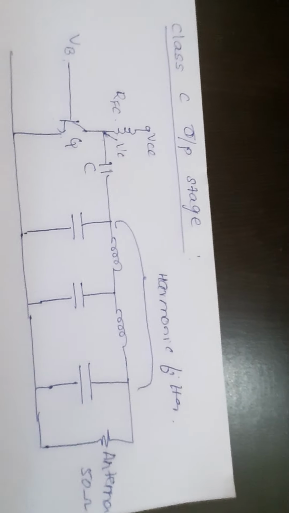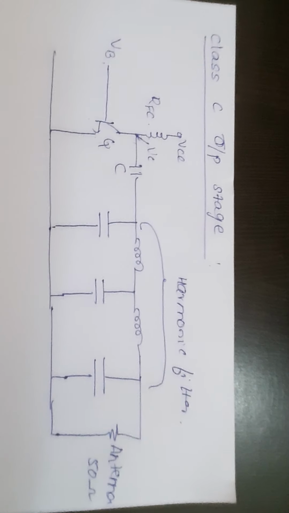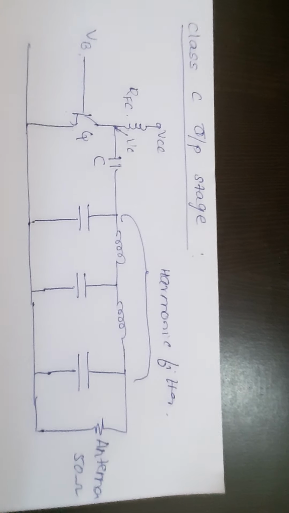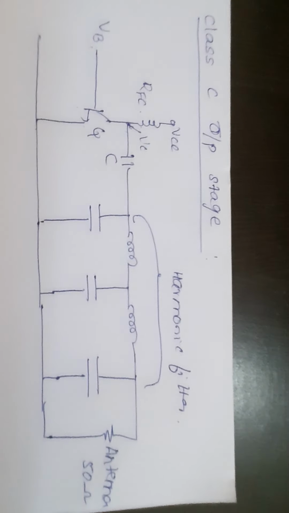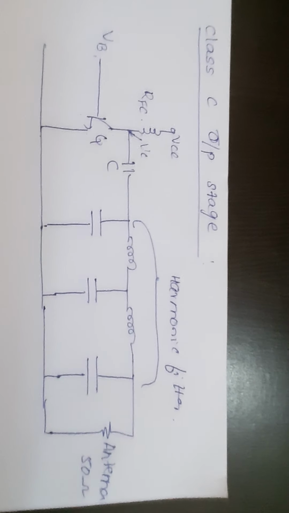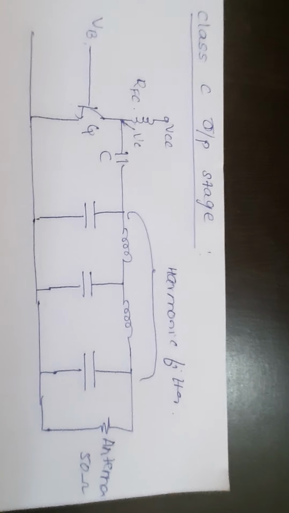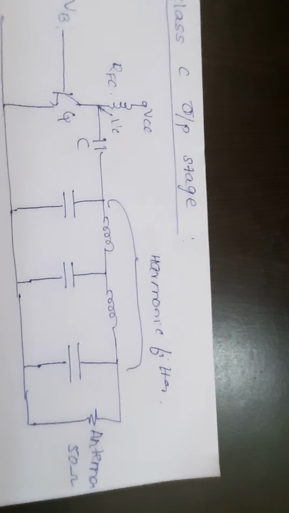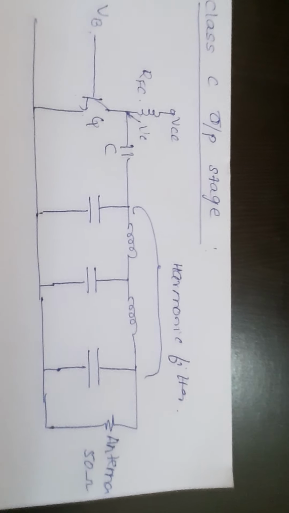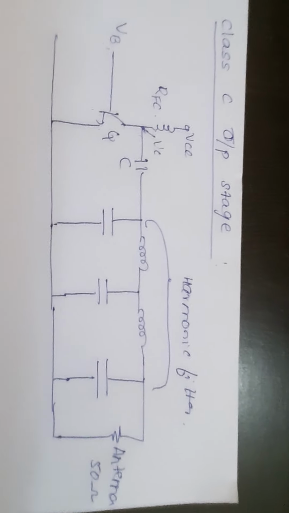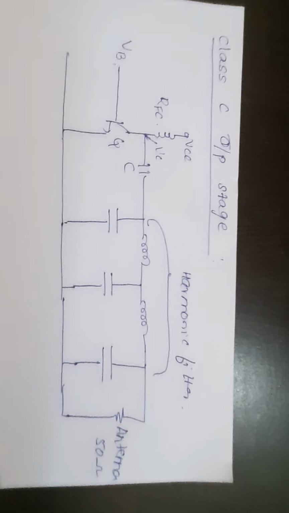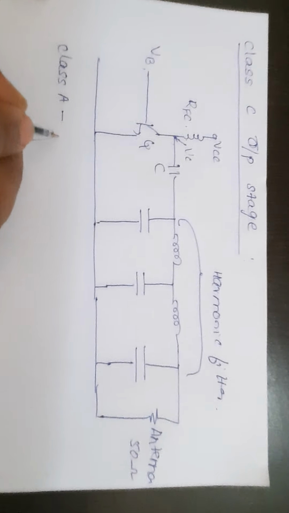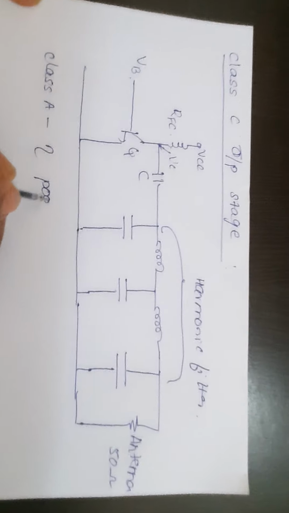Now we have seen that the Class A power amplifier is biased in the active region to produce the linear output signal with minimal distortion, but with poor efficiency. The efficiency was less in Class A. If you remember, in Class A amplifier we have seen the efficiency is poor.